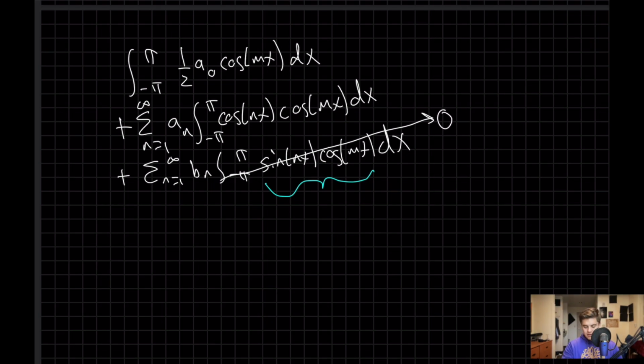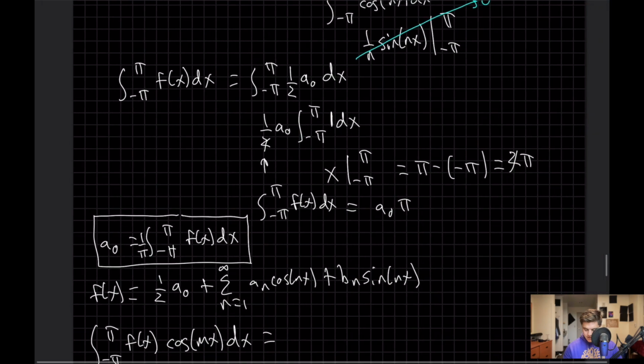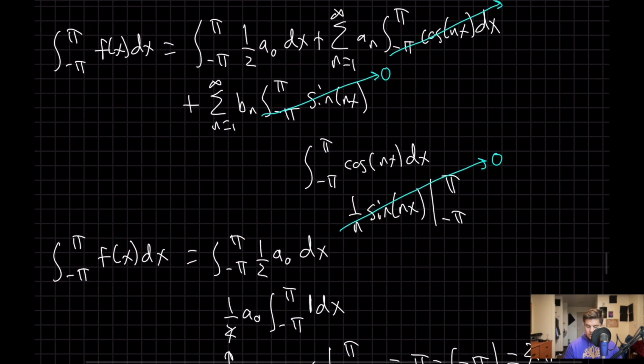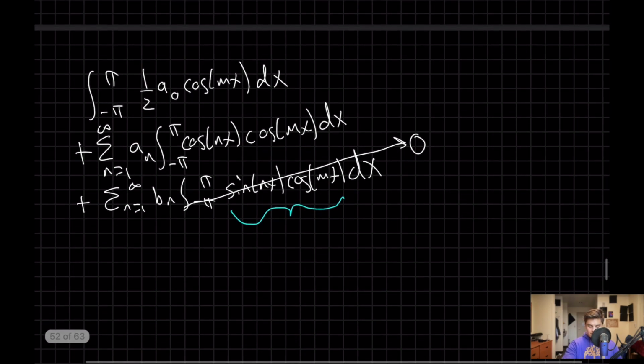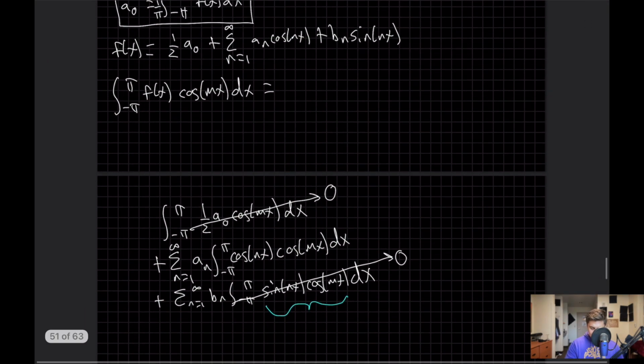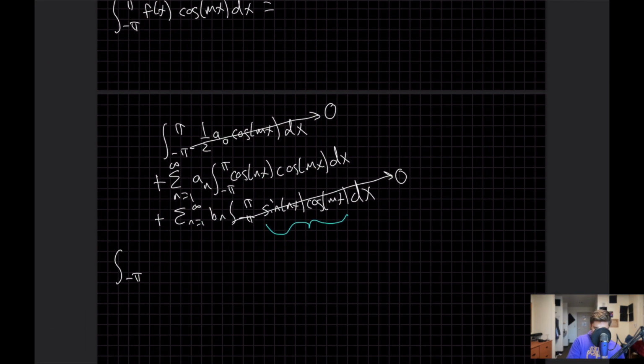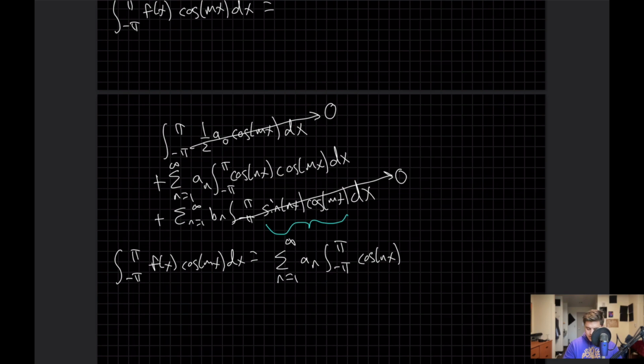And then cosine, like we talked about earlier, when we integrate, also goes to 0 on this full interval. So 1/2 a naught cosine is also going to integrate to 0. And what we're left with is the integral from negative pi to pi of f of x cosine of mx dx is equal to the infinite sum from n equals 1 to infinity of a sub n times the integral of negative pi to pi of cosine of nx cosine of mx dx.